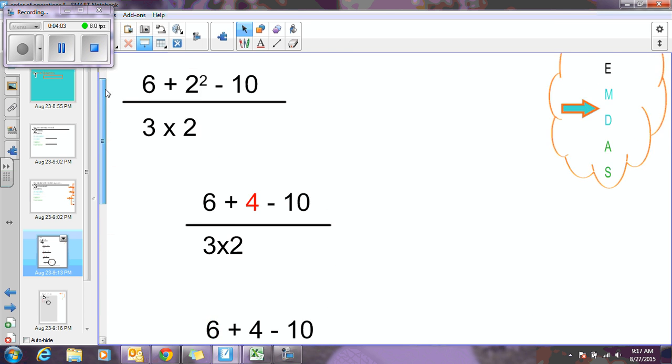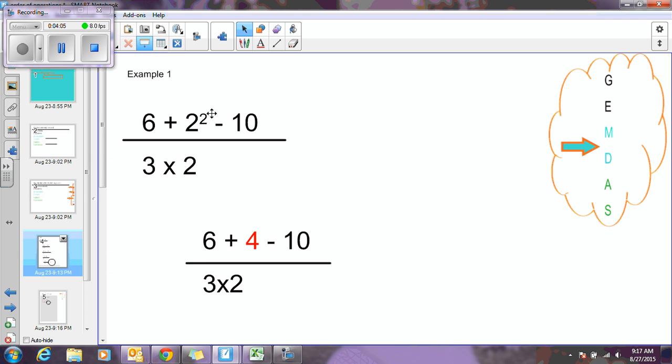So in this original problem, we needed to first do the exponents, then we did multiplication, then we did addition, subtraction, and lastly, we used our grouping symbol. And I know you're probably confused because I told you grouping symbols come first, but in this case, we couldn't do the grouping symbol first.